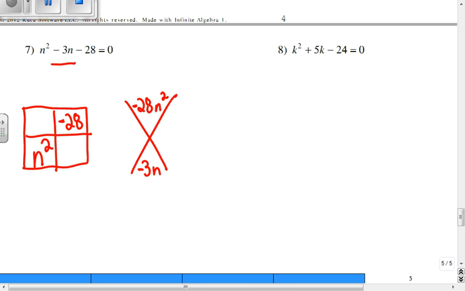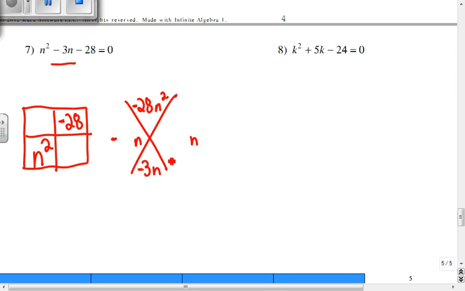Well, it multiplies to a negative, so we know that one of our terms is going to be negative. We know they're both going to have n's because they multiply to an n squared. So let's see. 1 times negative 28? Nope. 2 times negative 14? Nope. 3 doesn't go into 28.